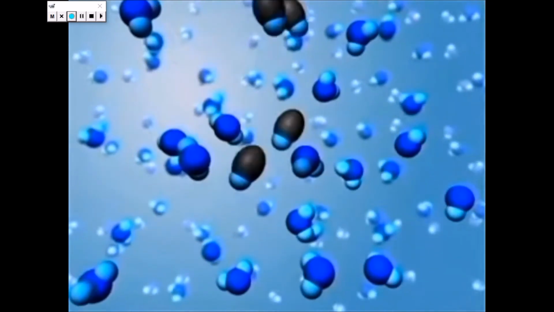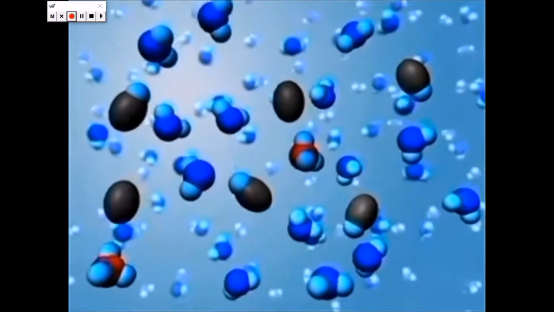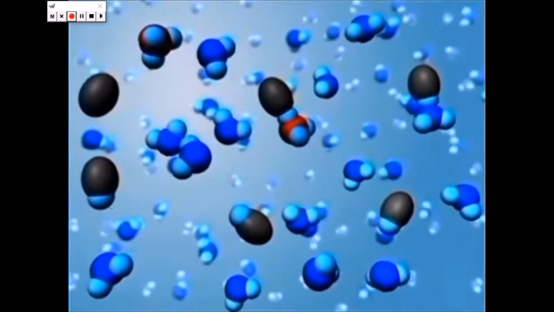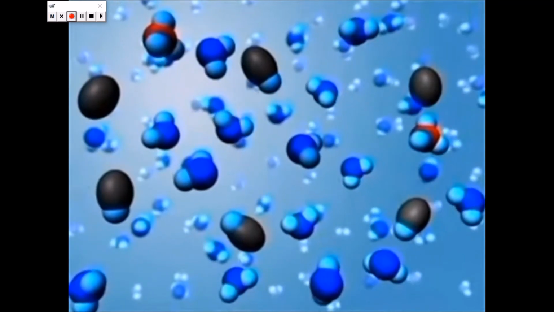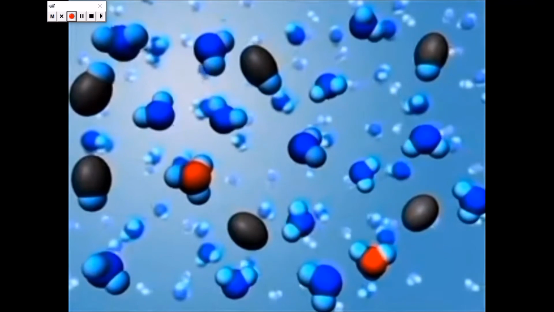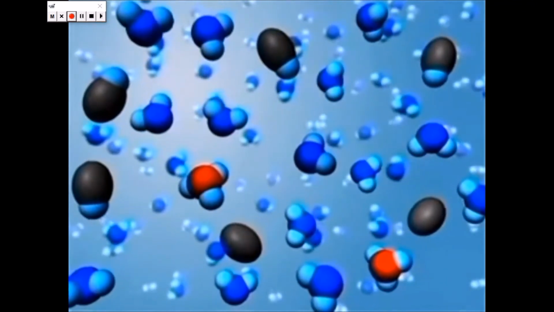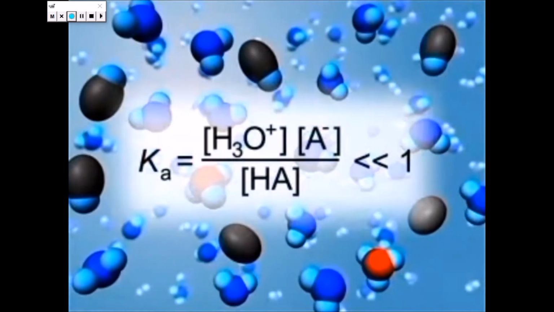When it's a weak acid, as you see here, they dump the acid in, and it takes a little bit of time, and only a few of them become H3O+, and they kind of exist in this equilibrium state where they're bopping back and forth. And it's still mostly HA, to be honest. So it's not all that much of a dissociation. Equilibrium's far to the left. Ka is less than 1.